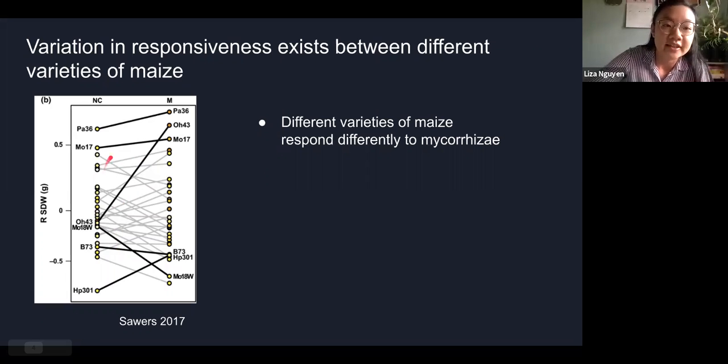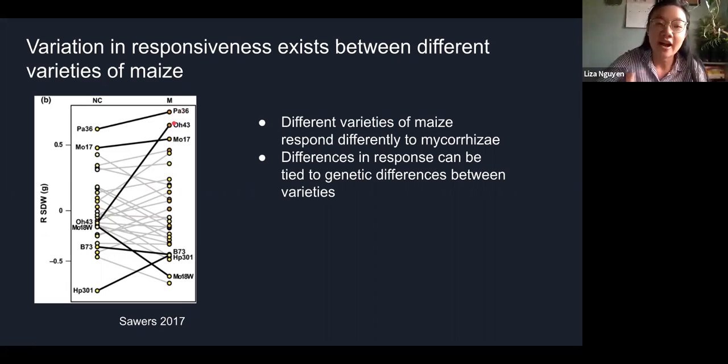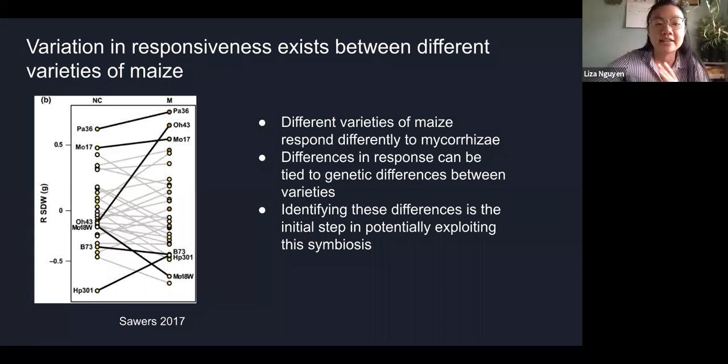So as you can see, some varieties didn't change quite so much, but what's really intriguing is that this one variety, Oh43, shows this huge rank change where it really responded well to mycorrhizae, such that it became the second best performing under mycorrhizal conditions. So these are all modern varieties of maize. They're all corn. So really the differences in their performance when mycorrhizae is introduced can be tied back to the small levels of genetic differences between these varieties. And it's really these differences between the varieties that I'd like to get at and help identify, because by identifying them, we could potentially leverage them in breeding systems in order to make maize more responsive to mycorrhizae.